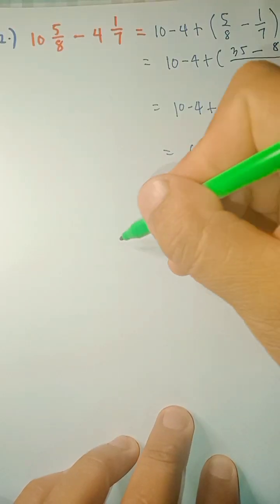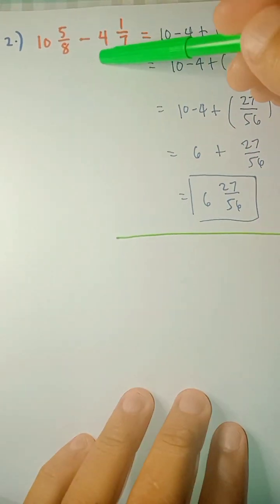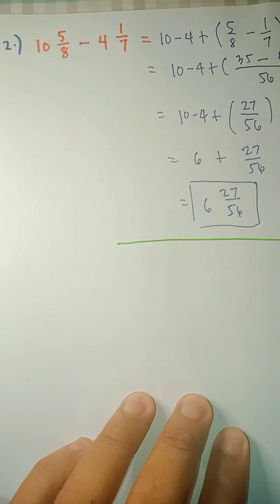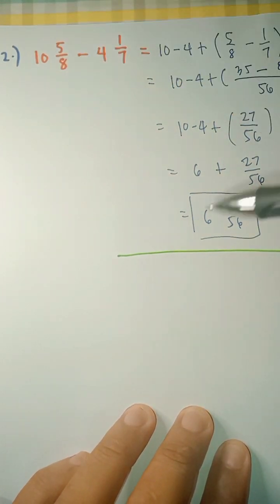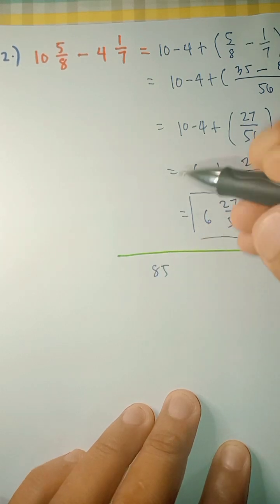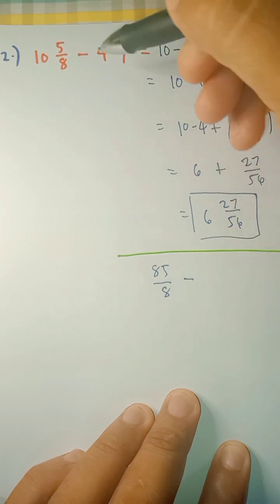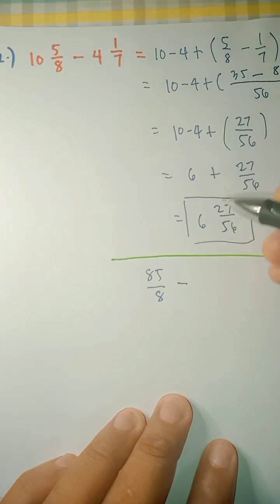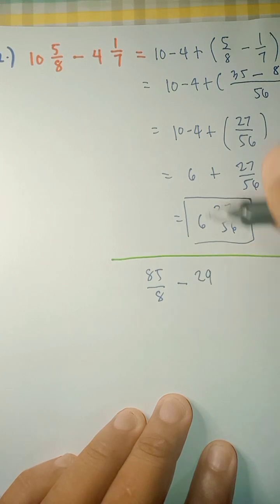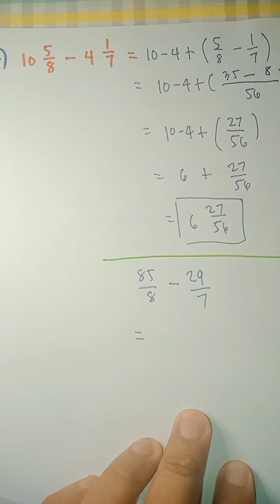Now another way of solving this problem is to convert these mixed fractions into improper fractions. Okay, so 8 times 10 is 80, plus 5 is 85 over 8. Then minus 7 times 4 is 28, plus 1 is 29. Then copy the denominator, 7. Now let's use the crisscross method.